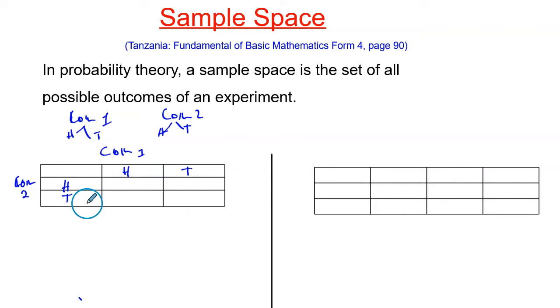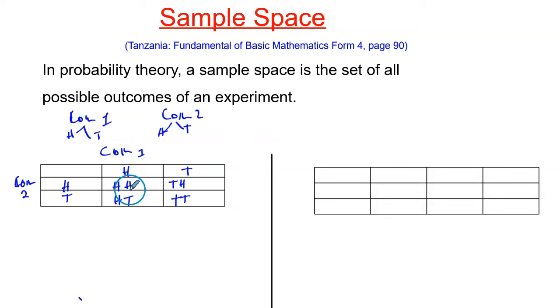So your possible combinations are you could have head on 1, head on 2. So head, head. You could have tail on the first one and head on the second one. So tail and head. Or you could have head and tail. Or you could get tail from both coins. So that is your simple sample space. It shows the possible combinations that you can get.